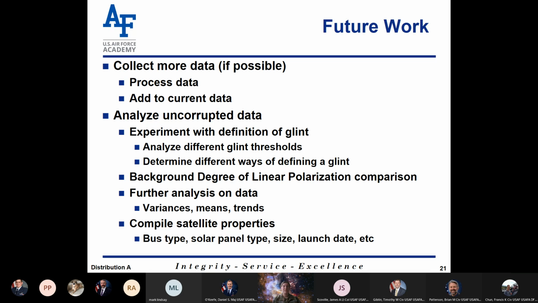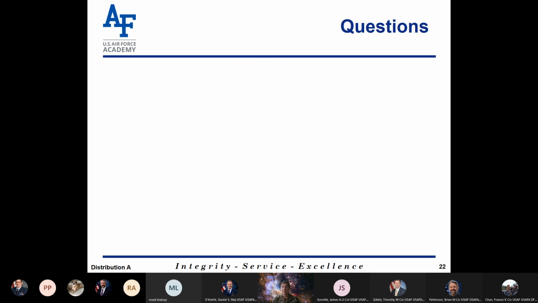Some other things that probably won't be done by me are looking at the background degree of linear polarization, and maybe further analysis on data, which is variances, means, trends. And then the big thing we're doing is compiling satellite properties.